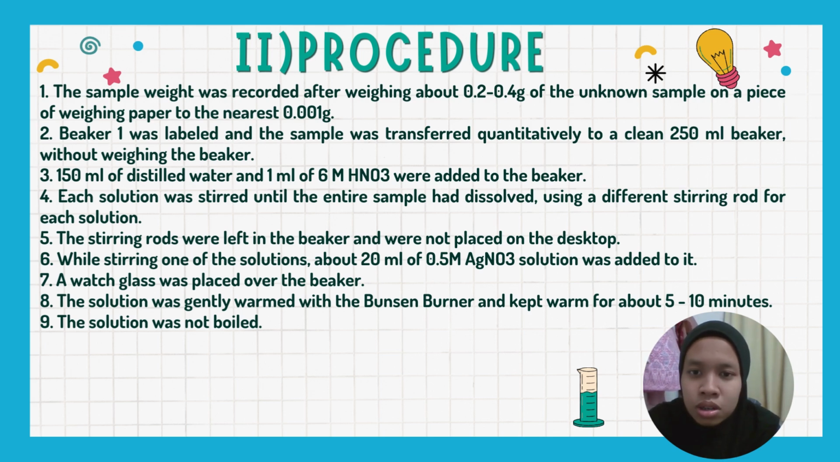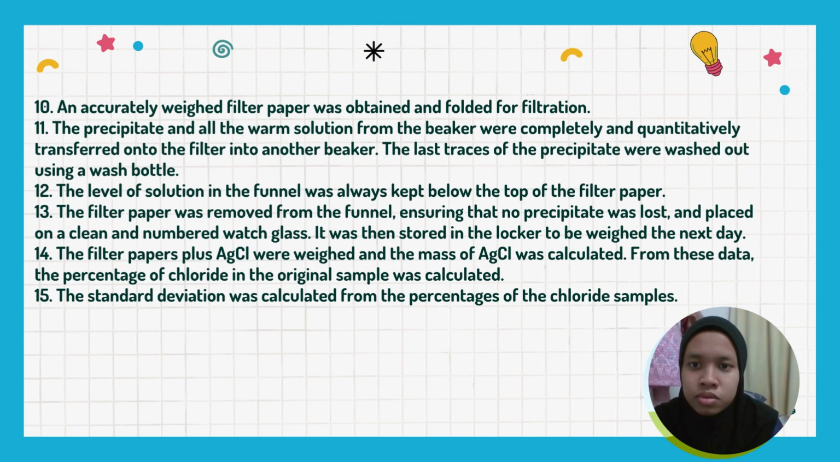6. While stirring one of the solutions, about 20 ml of 0.5 molarity AgNO3 solution was added to it. 7. A watch glass was placed over the beaker. 8. The solution was gently warmed with the Bunsen burner and kept warm. 9. The solution was not boiled. 10. An accurately weighed filter paper was obtained and folded for filtration.